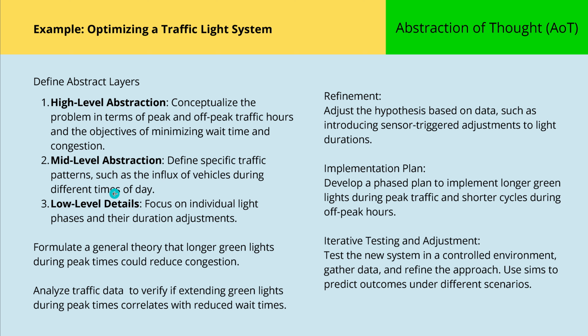And we have, to make it real simple, the low level. Here we focus on individual light phases and their duration adjustments. And then we formulate a general theory that longer green lights during peak times could reduce the congestion and reduce also the pollutants. So we analyze the traffic data to verify if this condition is true. Then we have a refinement phase of the hypothesis, we have the implementation phase, and then we have an adjustment phase. But you see, this is highly theoretical.